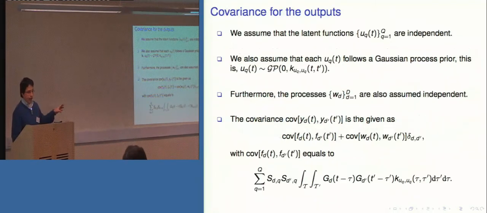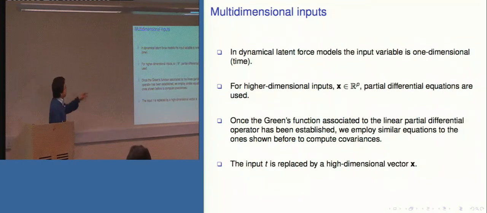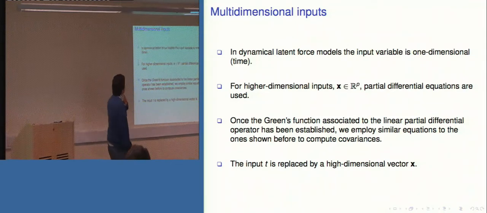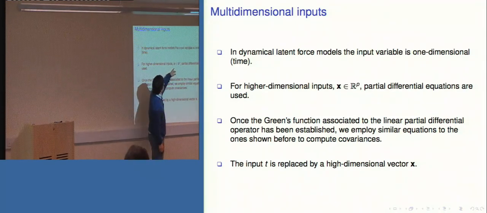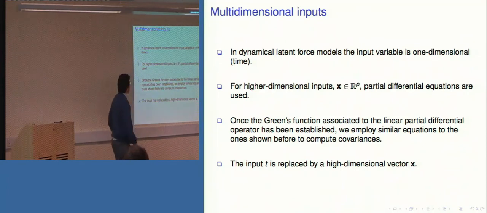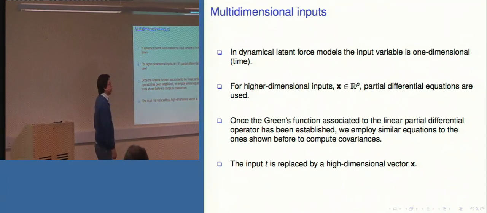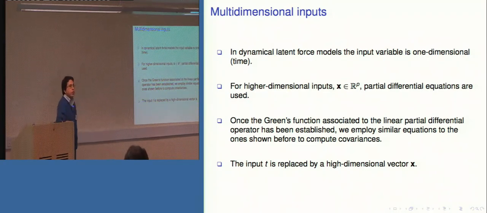So this is the dynamical latent force model. The input is just time, but we could do multidimensional inputs. So we have inputs that belong to R^P, and for that we can use linear partial differential equations. For the linear partial differential equation, you can also associate a Green's function, and then you could solve the covariance function in the same way.